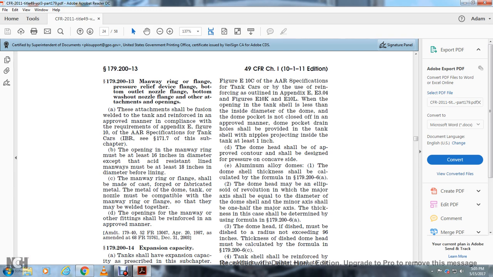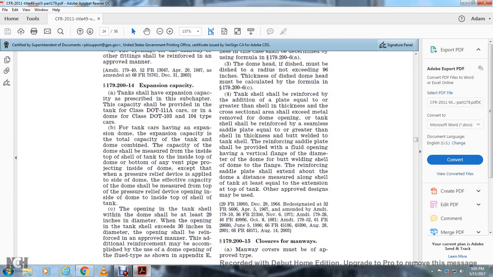The manway ring flange shall be made of cast, forged, or fabricated metal. The metal in the dome, the tank and the nozzle must be compatible with the manway ring or flange so that they may be welded together. The openings of the manway or other fittings shall be reinforced in an approved manner.